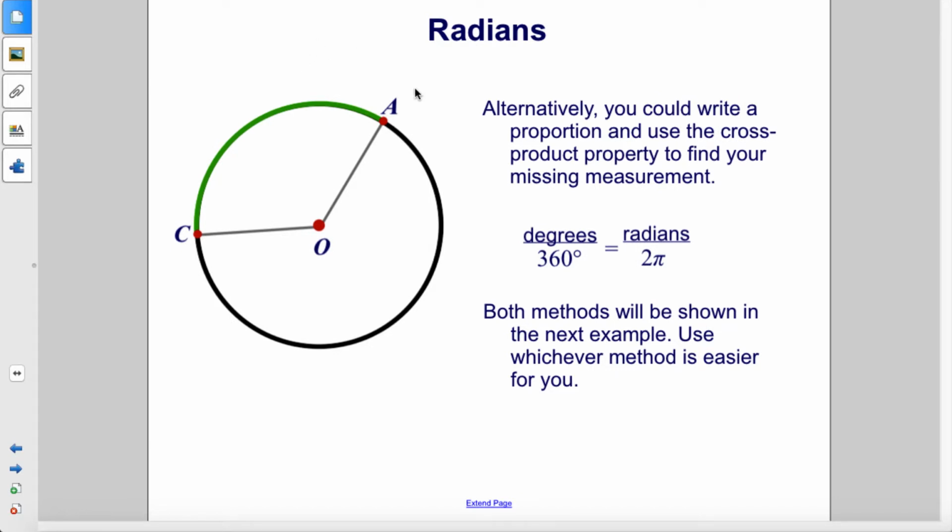Alternatively, you could write a proportion and use the cross product property to find your missing measurement. Degrees over 360 equals radians over 2 pi. Both methods will be shown in the next example. Use whichever method is easier for you.